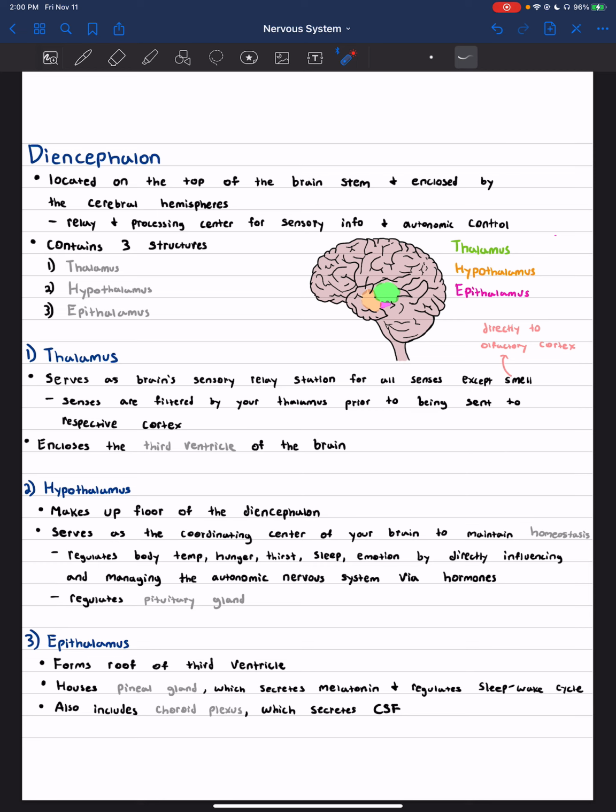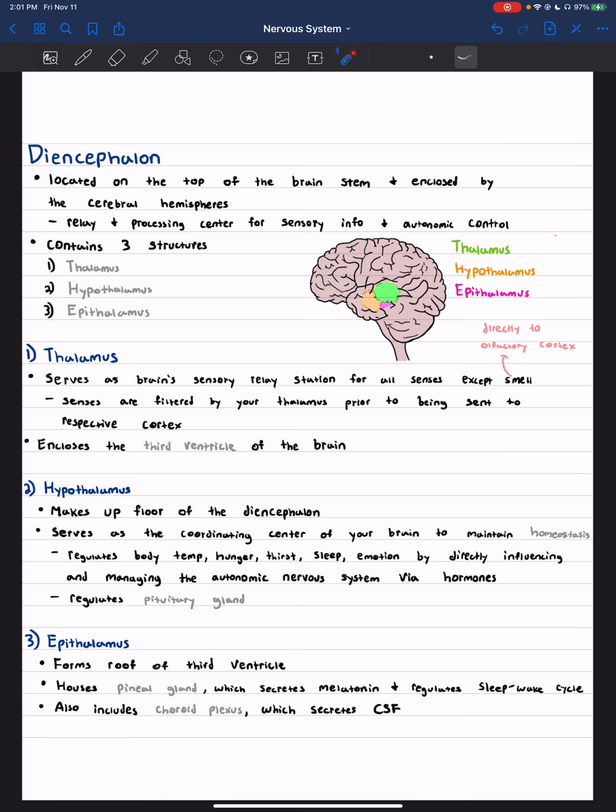Think of your hypothalamus as the AC unit, right? If the temperature goes too high or too low, the AC in your house will try to mediate and bring it back to that central point. Similarly, that's how your hypothalamus functions. If your body's too out of whack, it'll release hormones to bring your body back to its original neutral point. It does so by regulating the pituitary gland, which is the primary gland of the brain that releases these hormones.